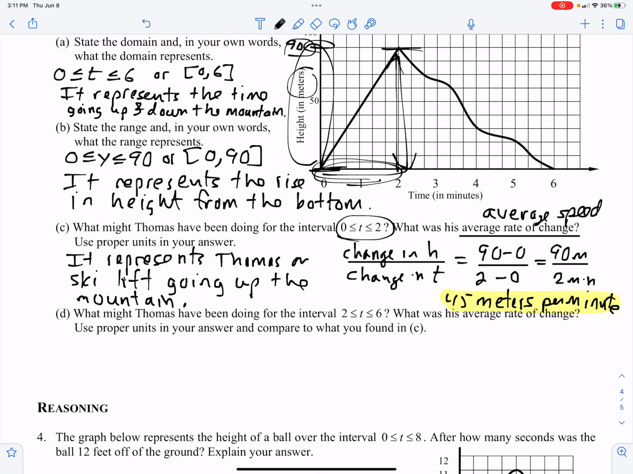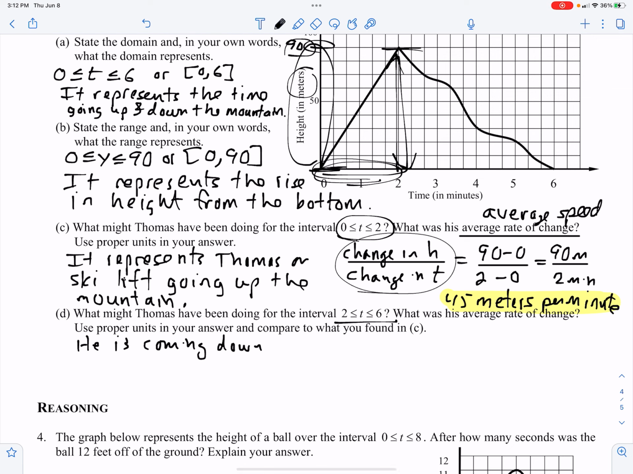What might Thomas have been doing during the interval of 2 to 6 seconds, meaning this part right here? Most likely he's coming down the mountain for sure. So is he coming down? Hopefully he's skiing down and not falling down, but basically he's coming down the mountain. Okay, and what's his average rate of change there?